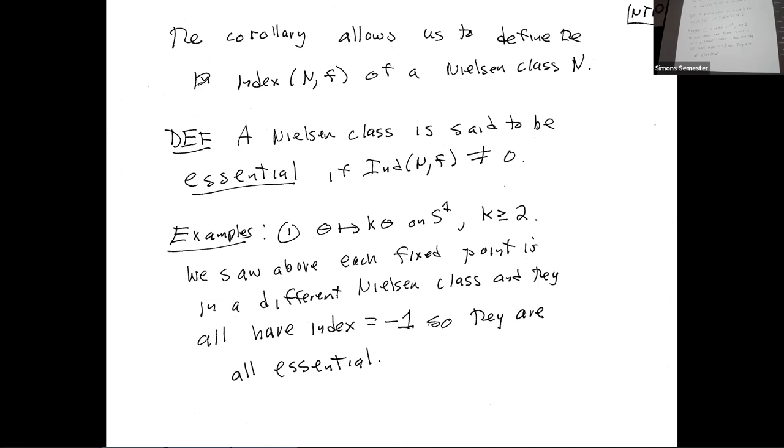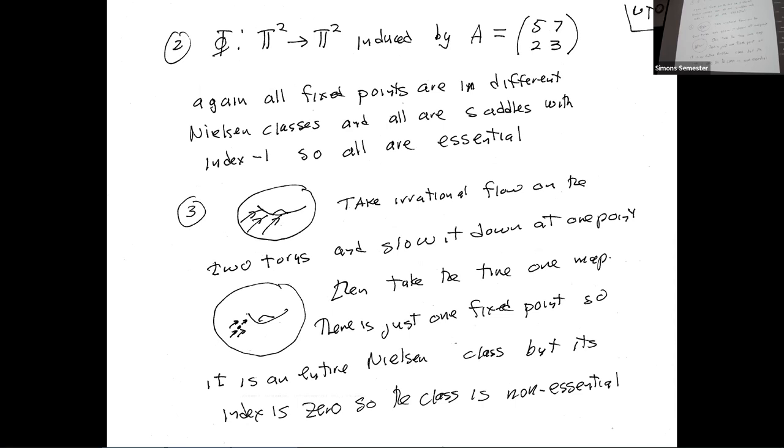If we go back to our standard examples, remember for multiplying the k-fold cover of the circle to itself, every fixed point is in a different Nielsen class. They all have index minus one, so they're all essential. Once again, same for the toral automorphism. The Nielsen classes are just single points, and they're all essential.